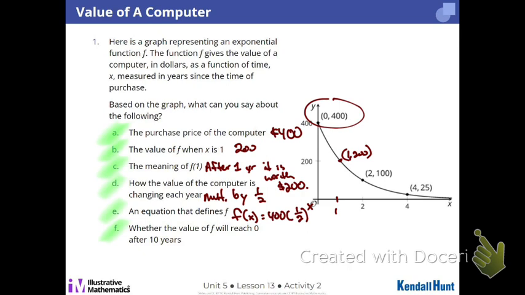So let's see, 10 years. Are we going to get to $0? No, how much is left after 10 years? 39 cents. That seems like a pretty good deal if it still works, right? 39 cents after 10 years.